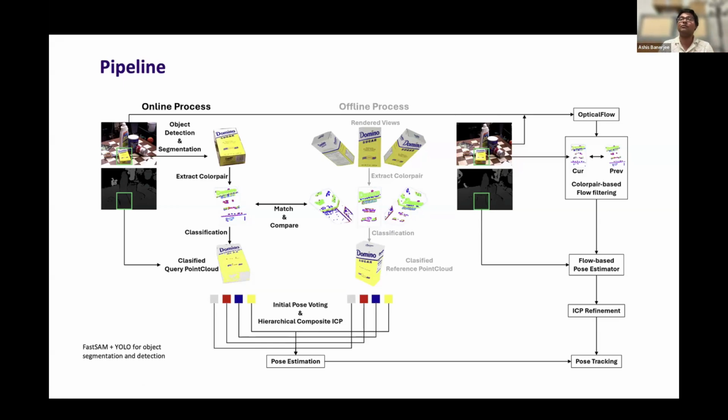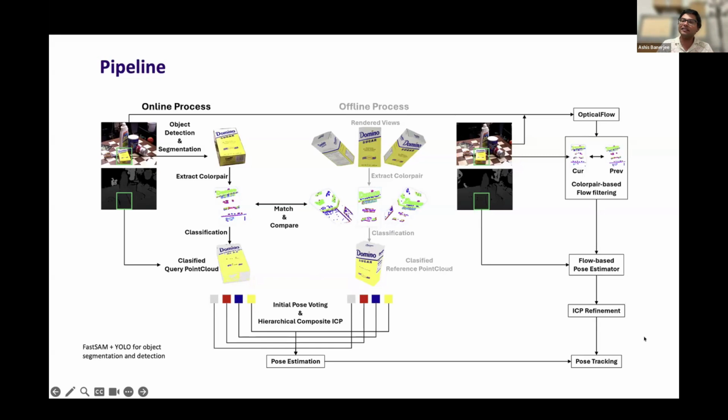point clouds. You have some reference point clouds from your offline library. You have the query point cloud, and then the rest of it is almost the universal ICP method, which is slightly customized. We do some initial pose voting based on, again, the color matches. So that's what is happening on the pose estimation side of things.